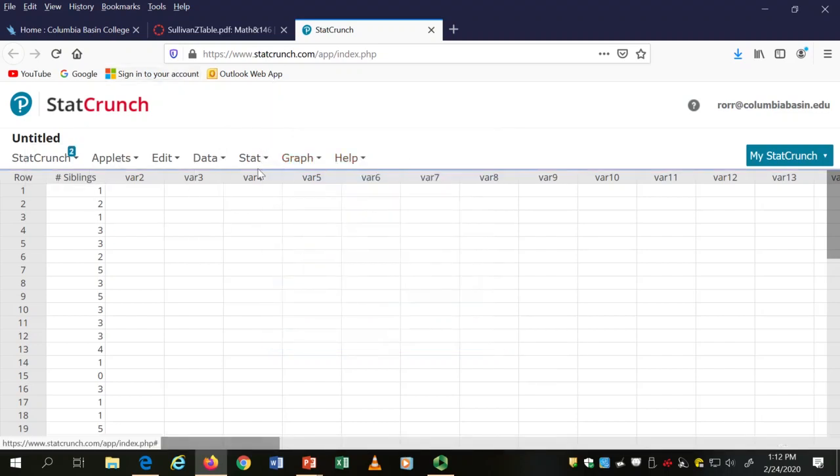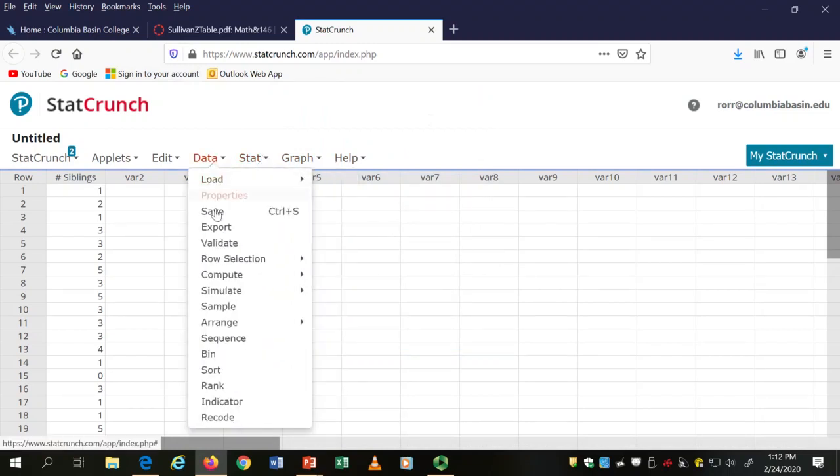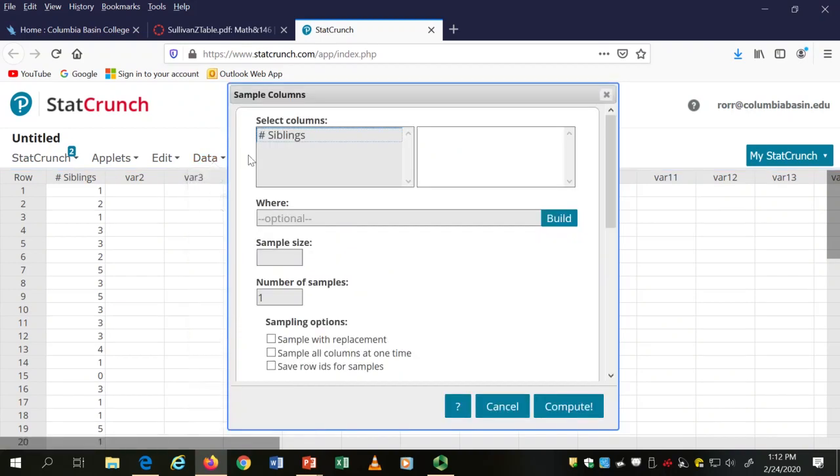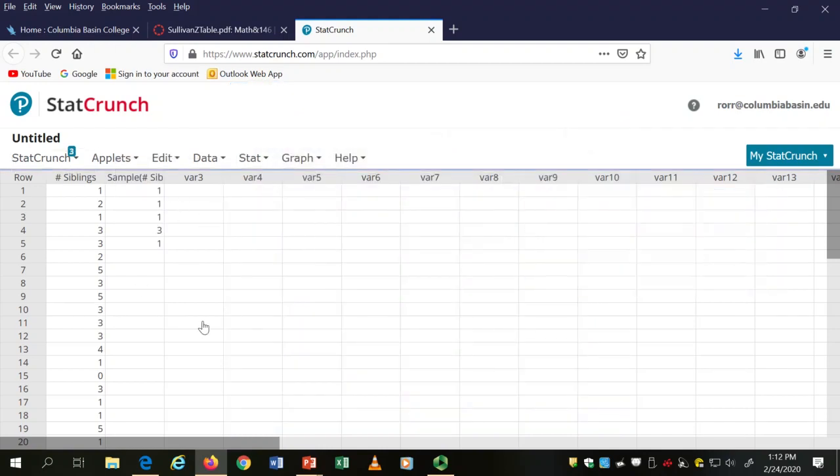Okay, so what I want to do, though, is I want to say, I can sample with this computer pretty quickly. In the data option, I can do a sample. From the siblings, I could sample 5 people, and it'll pull 5 people out randomly. It'll use an SRS. So if I were the first person to walk in and take a sample, I would have sampled someone with 1 sibling, 1 sibling, 1 sibling, 3 siblings, 1 sibling.